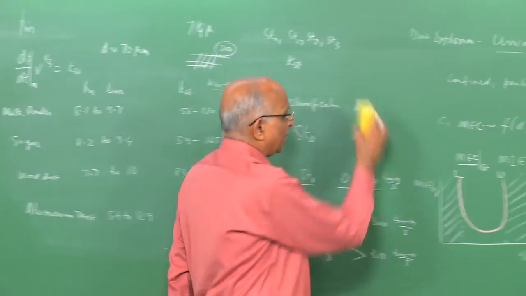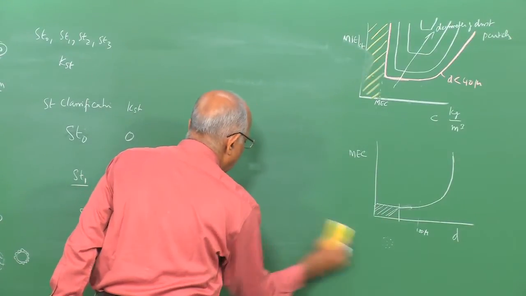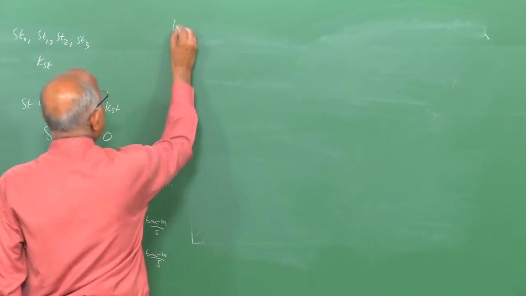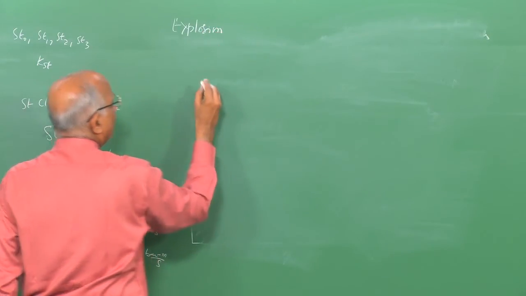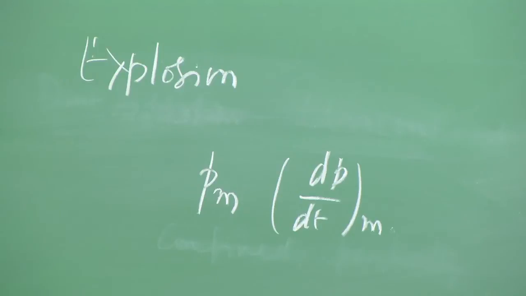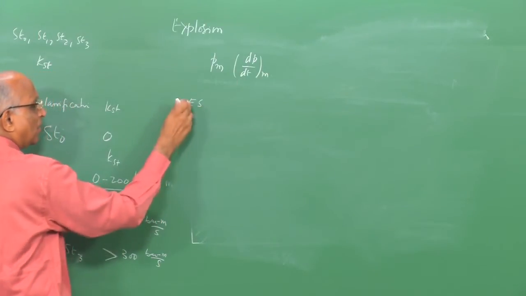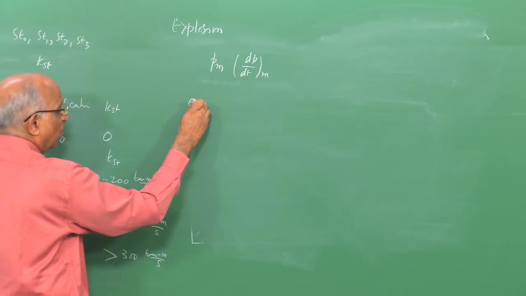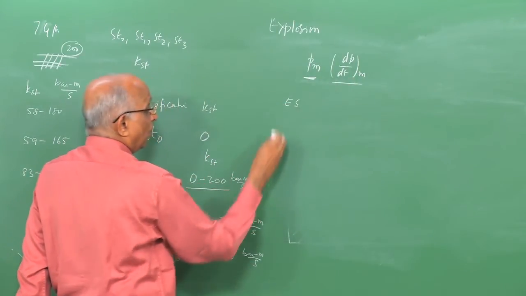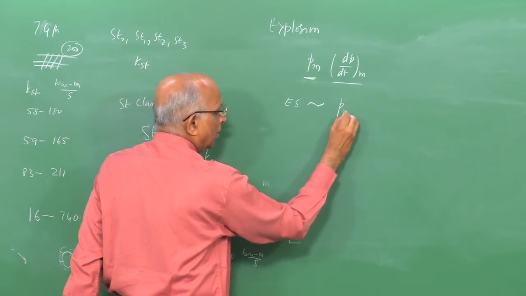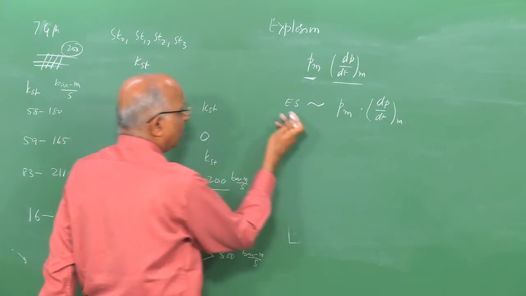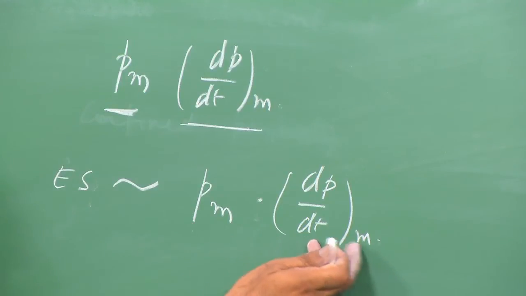Having said that, let's go still further and see whether we can put a measure on the severity of the explosion. Having talked of Pm and dP/dt maximum, that means the maximum pressure and the maximum rate of pressure rise, when a dust explosion takes place you have the maximum pressure and the maximum value of dP/dt. Therefore, I can now define explosion severity. The consequences of an explosion depend on the severity, and it is more severe when the Pm value is high and when the value of dP/dt maximum is high. So the explosion severity is proportional to the maximum pressure and dP/dt maximum, that is, the product of Pm and (dP/dt) maximum.